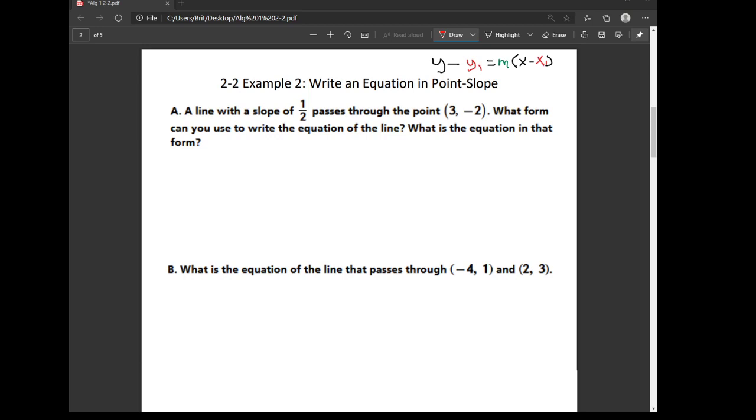So recall from my last video that point-slope form looks like this equation that I've written at the top of the screen, where x1, y1 is the ordered pair of a point, and m is the slope, hence the name point slope.